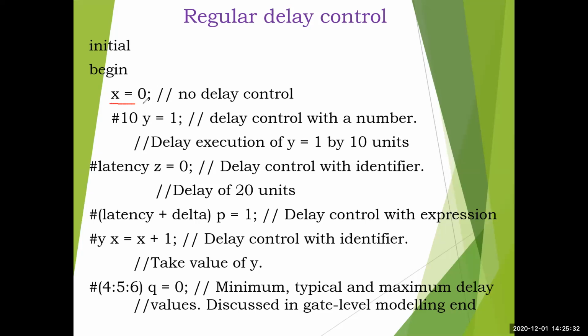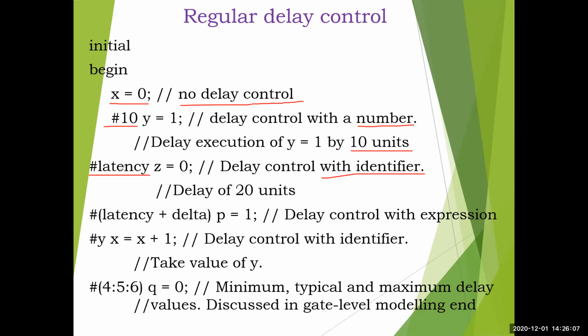So first statement you have x equal to 0. That means there is no delay here because the hash symbol is not there, right? Next statement you came with hash 10, which is nothing but a delay. So y equal to 1, delay control with a number. We are going to show you different ways we can specify the delay here. So a number is specified here, 10. This delays execution of y equal to 1 by 10 units. Delay of 10 units it will take. See here, this is another one, identifier. Delay control with an identifier also we can use.